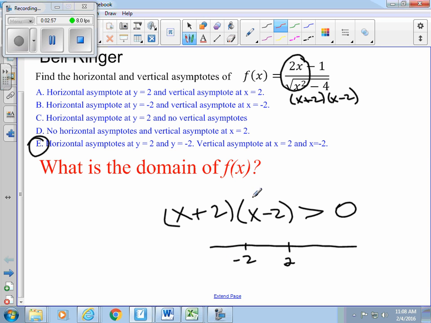Negative 3. Negative times a negative gives me a positive. Negative, positive. So the domain is negative infinity to -2, union 2 to infinity. Any questions about that?